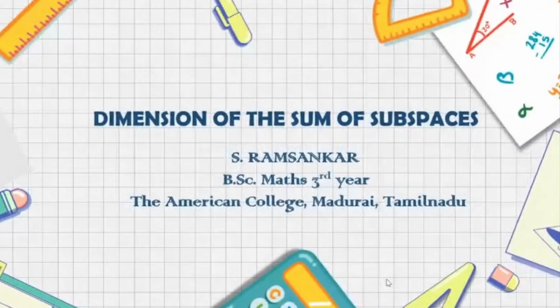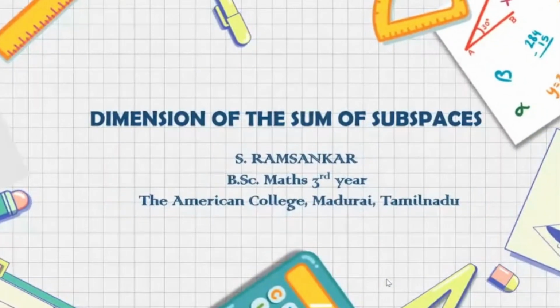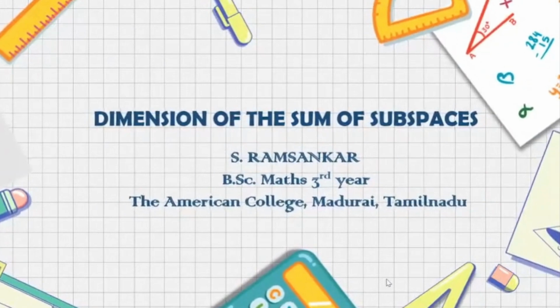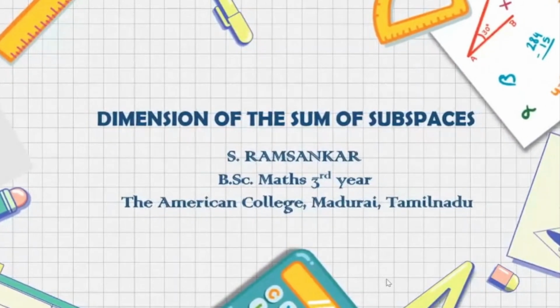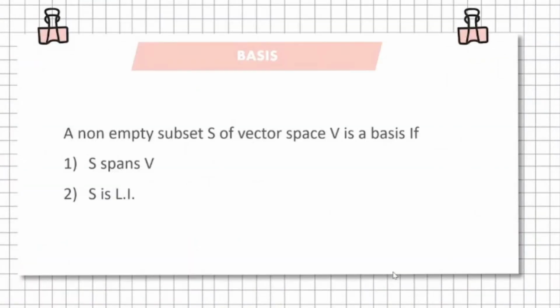Now we are going to see about the dimension of the sum of subspaces. Before that, we just saw some basic definitions and examples. Then we go to the theorem and proof of the statement. A basis is a non-empty subset S of a vector space V such that the set S spans V and is linearly independent.